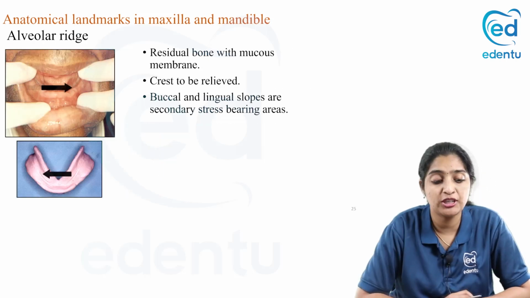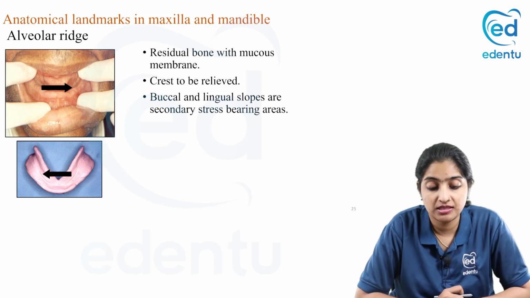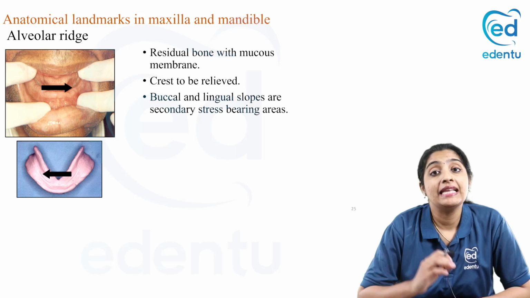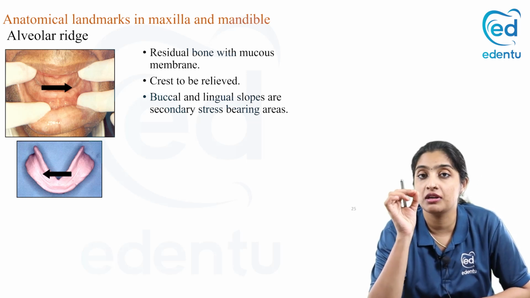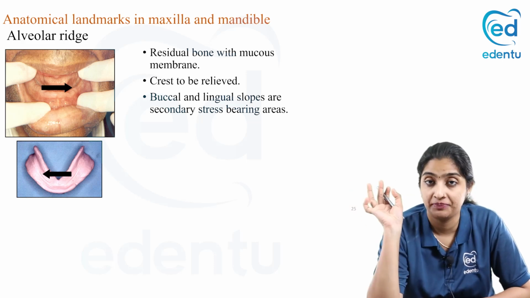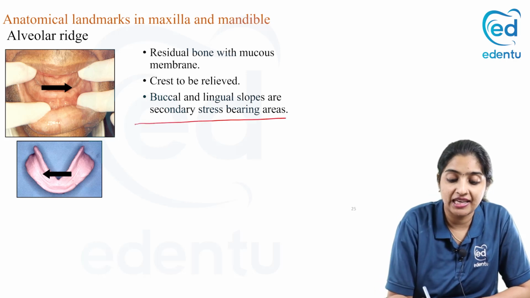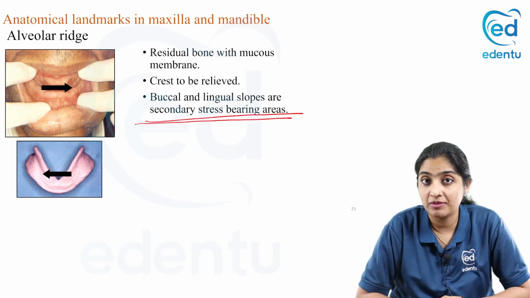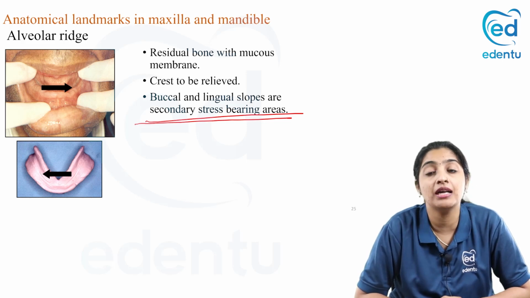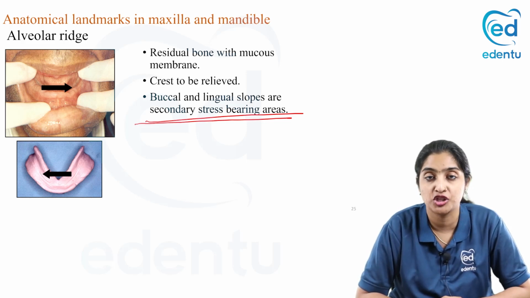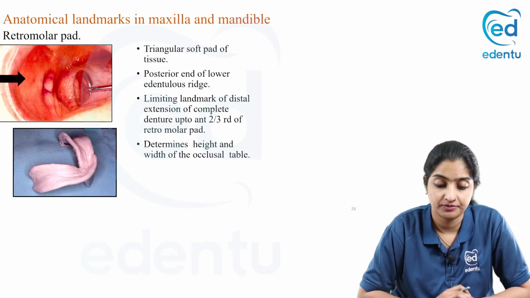Okay. Coming to the alveolar ridge. Now, the residual bone with the mucous membrane is the alveolar ridge in the lower also. The crest of the ridge will be very thin. In the mandible, the crest is a very thin area, so it is usually relieved. And the buccal and the lingual slopes of the ridge are the secondary stress bearing area. The primary stress bearing area being the buccal shelf area, and the secondary stress bearing area is the buccal and the lingual slopes of the alveolar ridge. The crest of the lower alveolar ridge is always a relief area.